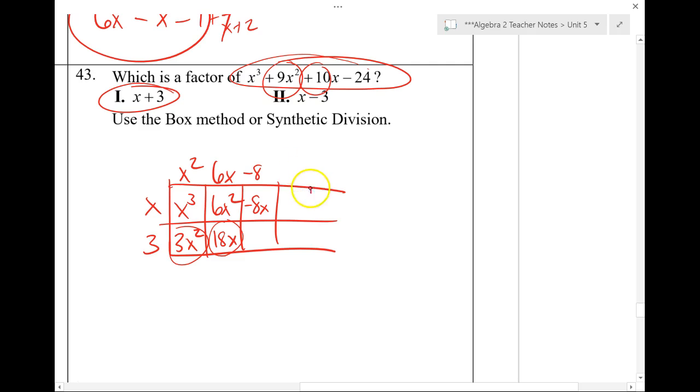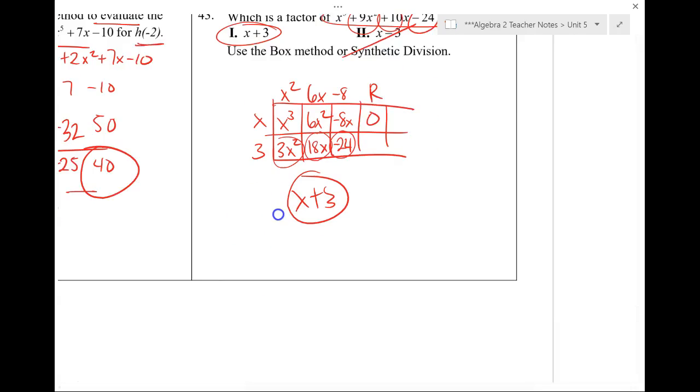And we know that the next one is going to be our remainder, because that's a constant. And then negative 8 times 3 is negative 24. And then what do I have to do to get from negative 24 to negative 24? Well, I just add 0. And so that means our remainder is 0. So that means this is a factor. So x plus 3 is a factor. And by process of elimination, I know that the other one's not going to be it, because it's one or the other. Okay? Alright.